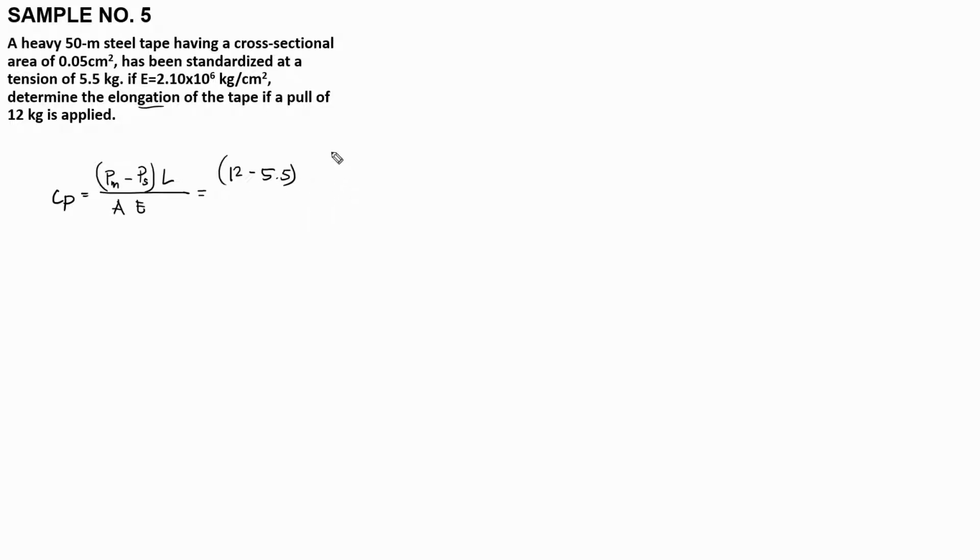So, yung standard, 5.5, multiplied by 50 meter, kasi yun yung length natin. Divided by area, given na 0.05 centimeter squared. So, take note na lang, make sure na lang yung units. So, this is kilogram, this is meter. So, kailangan natin to i-multiply later.